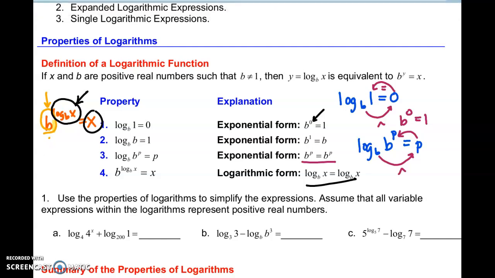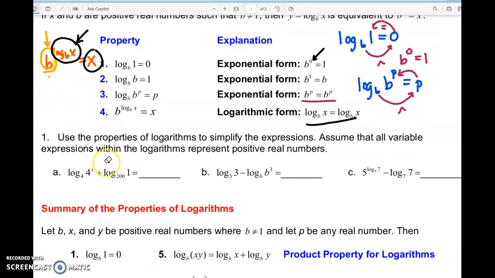So those are the properties. Now we don't need to know how to derive them or where they come from, but I'm just trying to show you the background on it. But we need to be able to use the properties. So let's take a look at number 1 here.